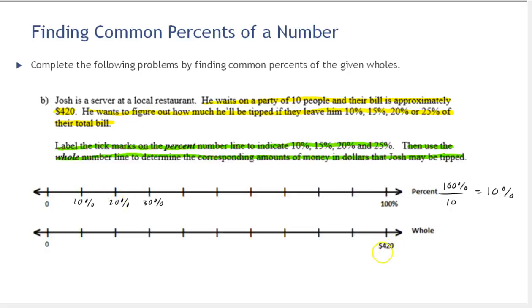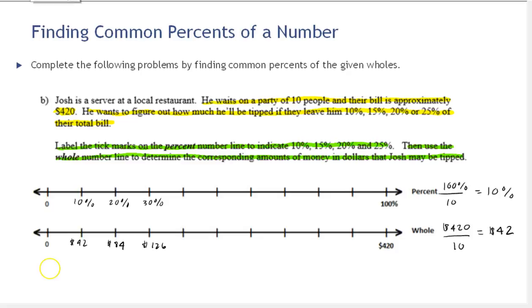Now let's do the same idea with the whole. Well, the whole is $420. So if I divide that into 10 equal pieces, 420 divided by 10 is $42. So each increment here is $42. So let's label these. 42. 2 42s is 84. 3 42s is 126. And again, we could keep going, but I don't think Josh will get tipped that much, so we'll leave it right here. So notice a 10% tip corresponds to $42 for Josh.